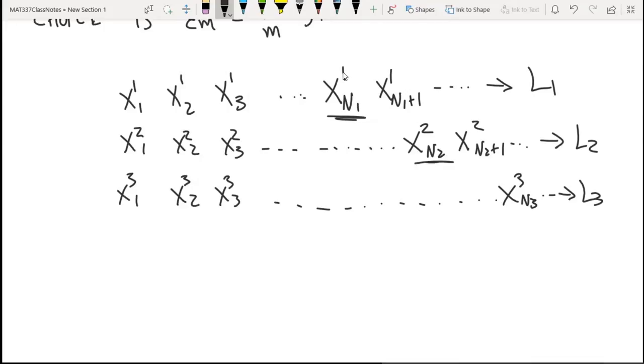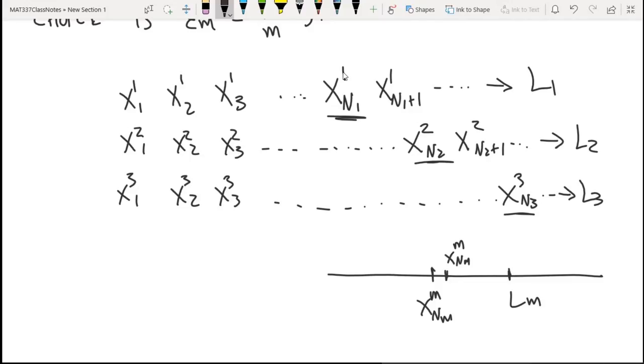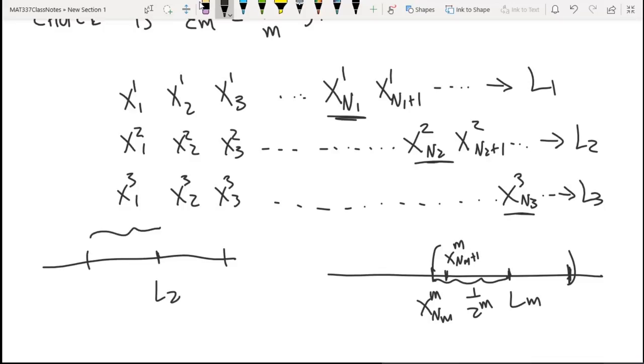And why do we pick these guys? Because like we said, at the mth step, the distance. So this is Lm, and this is Xm, Nm. And then you have the other guys. This distance here is 1/2 to the m. So they're very close to... I don't like this picture. Okay, let me do L1. I'll do L2. So for L2, the distance is 1/4. And we're saying that X2N2 is inside. X2N2 plus 1 is also inside.